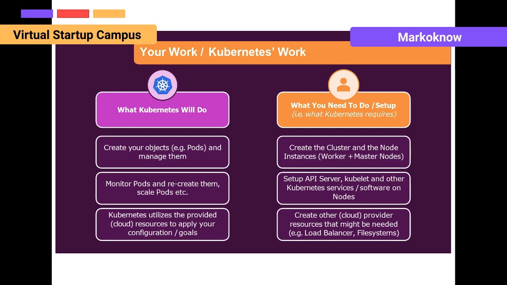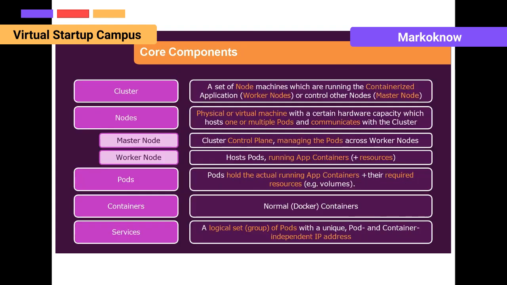But what you need to do for the setup, आपको क्या requirement होगी? Create the cluster and the node instances, worker and master node, and set up the API server, kubelet, and other Kubernetes services, software on nodes, and create the other provider resources that might be needed, like a load balancer. Okay. So some of the basic core components provided by Kubernetes: the cluster, node, master node, worker node, pods, containers, and services. So basically, a cluster is a set of node machines which run the containerized application or control other nodes, the master node as well.